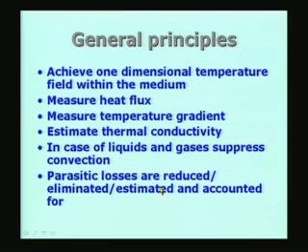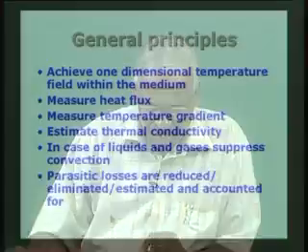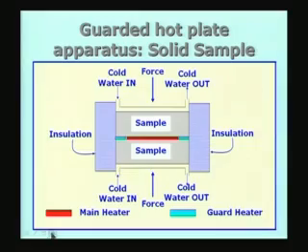Finally, we have to look at the parasitic losses. Even though I am saying that we will achieve a one dimensional temperature field and so on, how closely are we able to do that? There will always be some parasitic losses. These have to be reduced or eliminated, or in the worst case we have to estimate what these losses are and account for them, so that the estimated value of thermal conductivity is of acceptable level of accuracy.